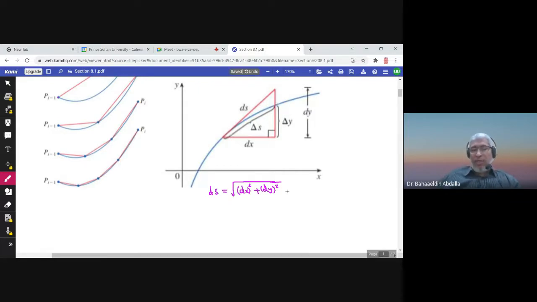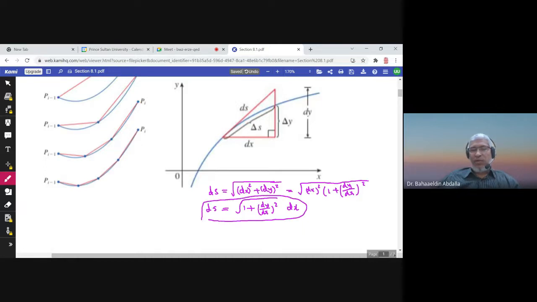Now, I can take dx squared as a common factor, and then I'll have 1 plus (dy over dx) to the power 2. And then I can write ds as the square root of 1 plus (dy by dx) to the power 2, times the square root of dx squared, or dx. So this is a definition of ds.